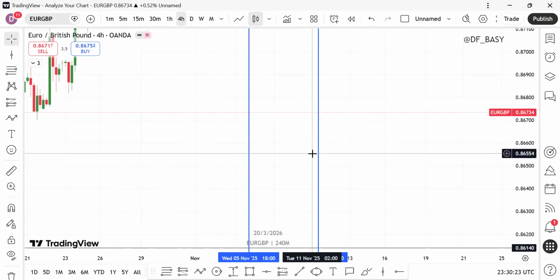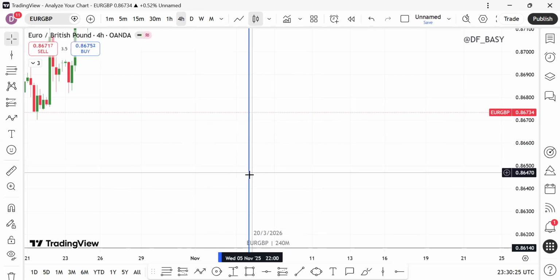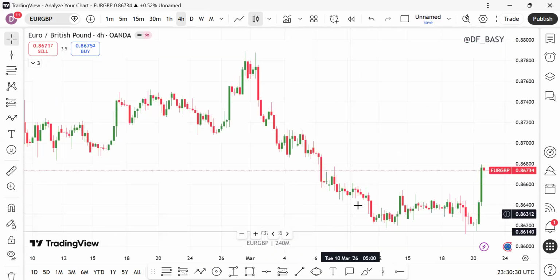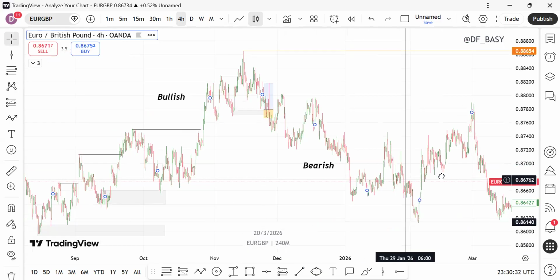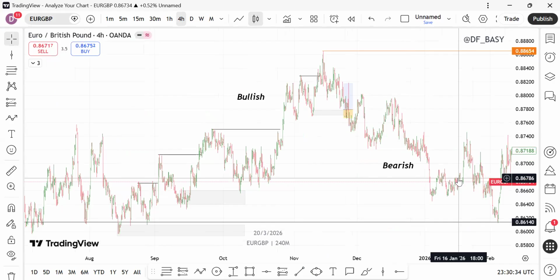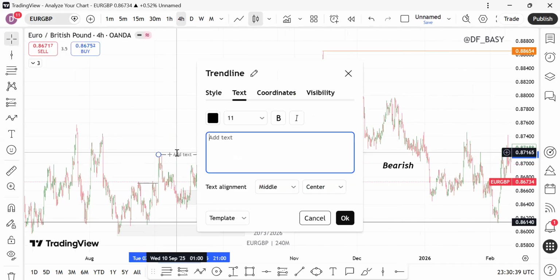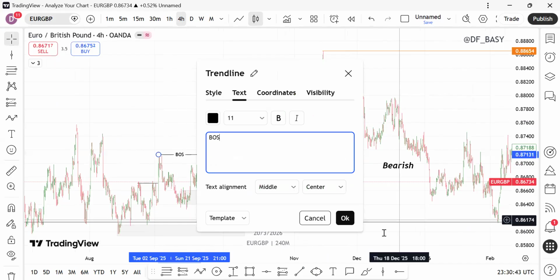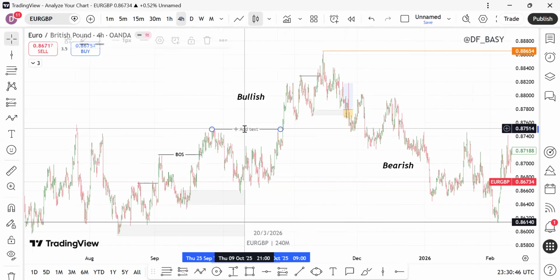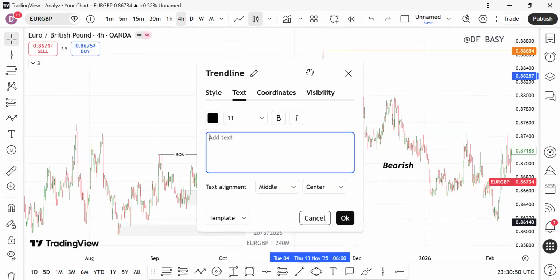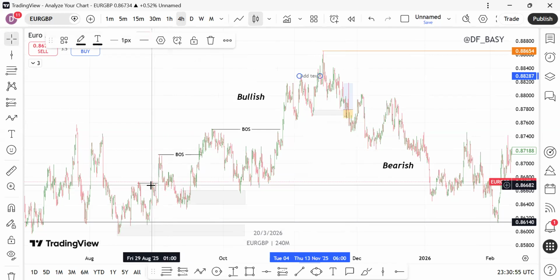So now let's go to the chart. Now on the chart, like what I just explained for you, you have this series of break of structure to the upside. You have BOS to the upside. You have your BOS to the upside. You have your BOS to the upside. You have a BOS here.